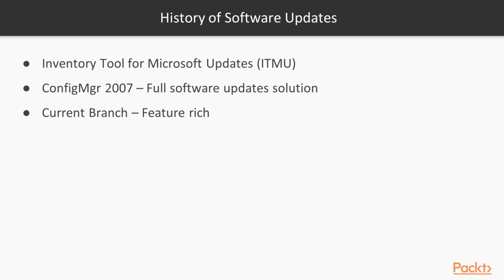Today, in current branch, software update maintenance is feature-rich and enables the ConfigMgr administrator to deploy updates for the following: supported Microsoft Server operating systems, supported Microsoft Desktop operating systems, Microsoft Server products such as Exchange and SQL, Microsoft Desktop applications such as Microsoft Office, and cloud-based systems such as Microsoft Office 365. You can also scan and deploy patches for supported third-party products.